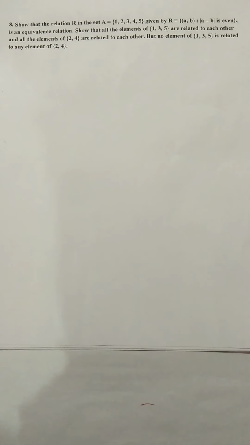Now come to question number 8. Show that the relation R in the set A = {1, 2, 3, 4, 5} given by R = {(a, b): a minus b is even} is an equivalence relation. Show that all three elements 1, 3, 5 are related to each other and all elements of {2, 4} are related to each other, but no element of {1, 3, 5} is related to any element of {2, 4}.